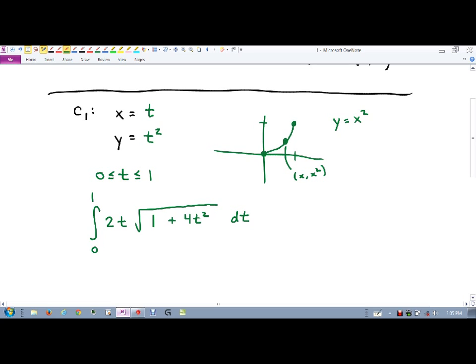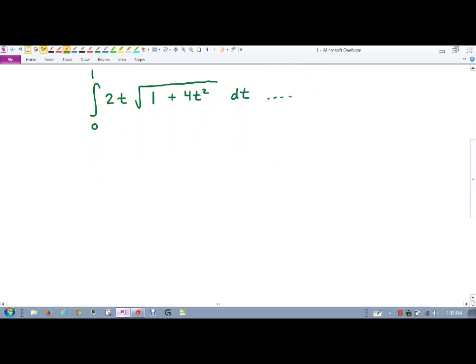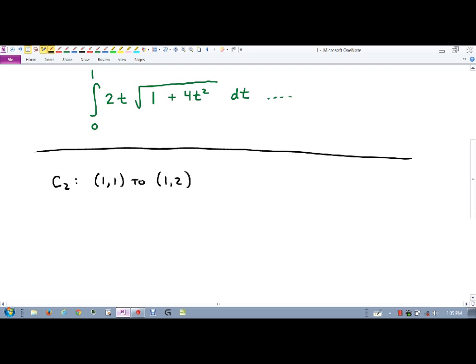And then dt. And then you could do this with just a u substitution right here. Let that be your u. You've got pretty much the derivatives sitting out there. You have to work through it, so dot, dot, dot, you get that answer. Now we have to do the line integral over the next part, C2, and then add the two answers together. So for C2, I'm going from 1, 1 to the point 1, 2. I want to go from 1, 1 to 1, 2, like that. Any ideas?